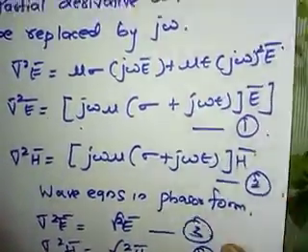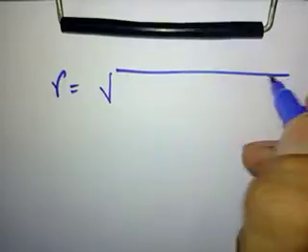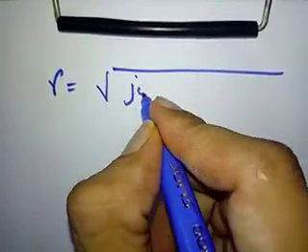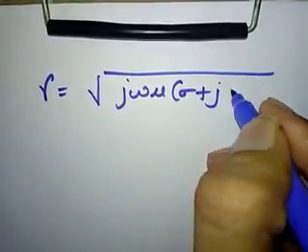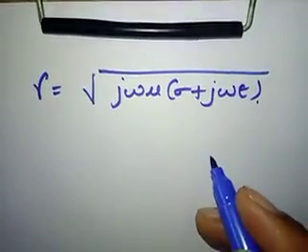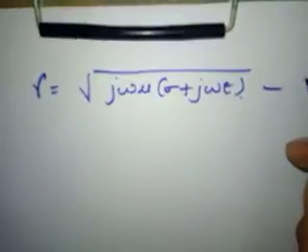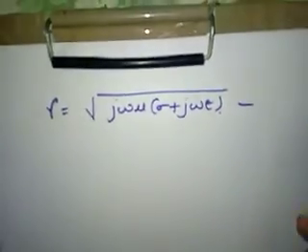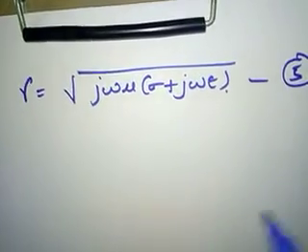Next, what is the propagation constant? It is the bracketed term. So gamma is equal to the square root of the bracket term, that is j omega mu into sigma plus j omega epsilon. We have gamma square equal to the bracketed term, so gamma will be equal to the square root. Take it as equation number 5.